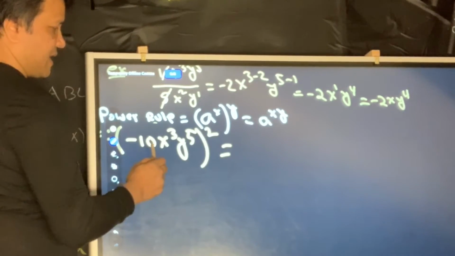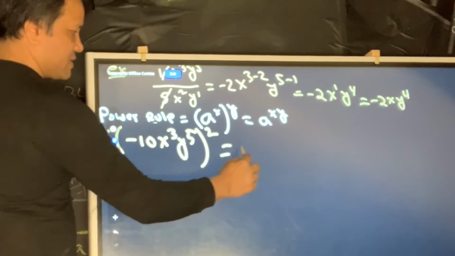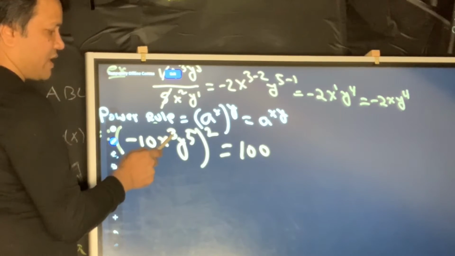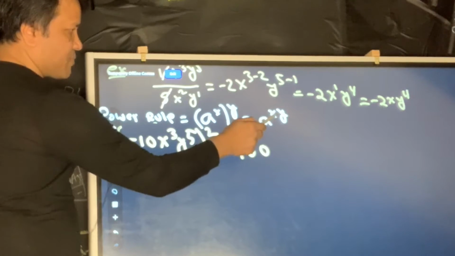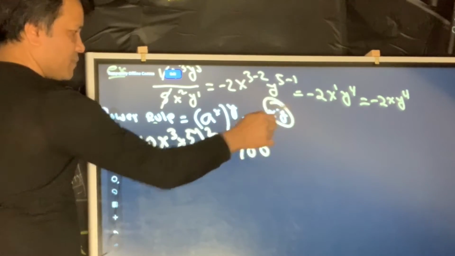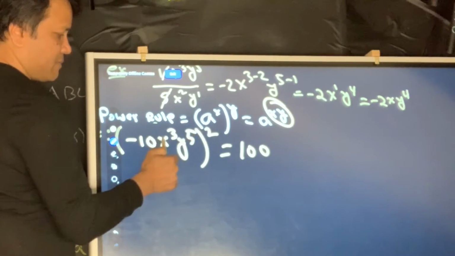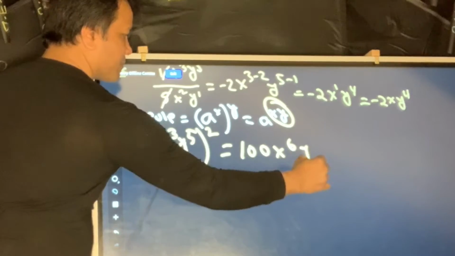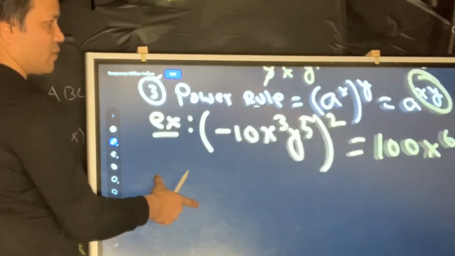If I square it, I see negative 10 times negative 10, which is positive 100. For the x^3 exponent and the other exponent, you multiply both exponents. I'm applying this rule: when you have an exponent raised to an exponent, you multiply them. So x^6 and y^10. Okay, we are done with the power rule.